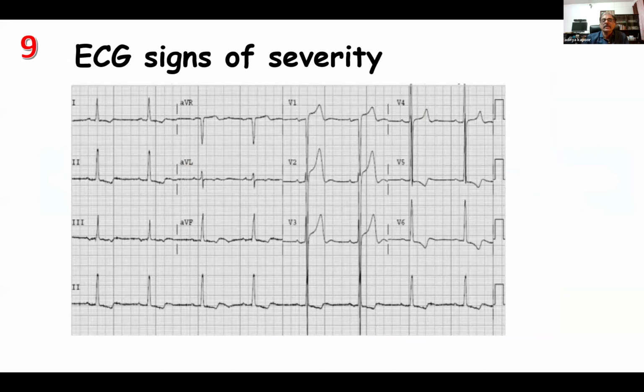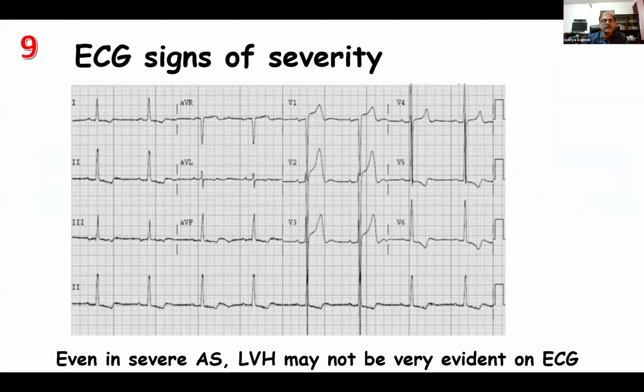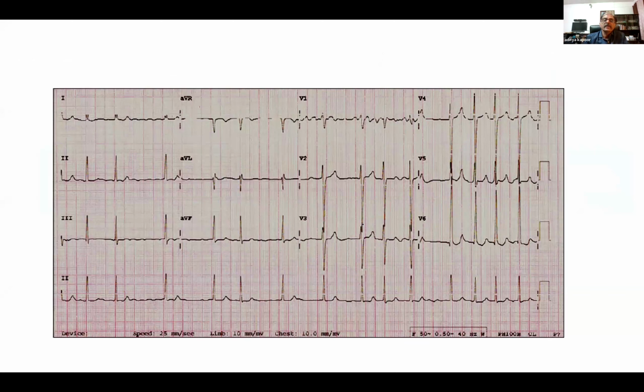ECG, of course, left ventricular hypertrophy with strain, you will find in severe AS, but remember, even in severe AS, LVH may not sometimes be very evident on ECG because ECG is not very specific or accurate to pick up LVH. If it is there, LVH will be present, but it is not necessary that you find LVH in aortic stenosis. This is an important ECG.